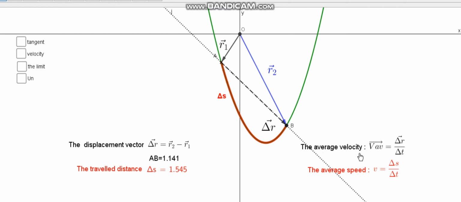The average velocity is a vector. The vector average velocity is equal to the vector delta R, the displacement, divided by delta t, the duration of the motion. The average speed is a scalar quantity. It equals V equals delta S over delta t.